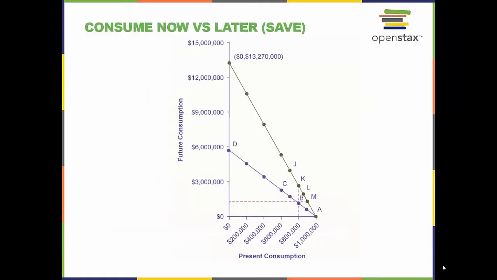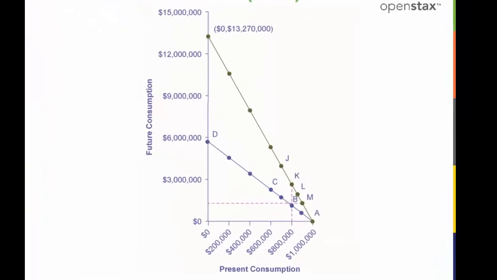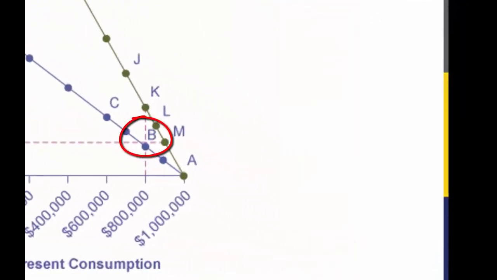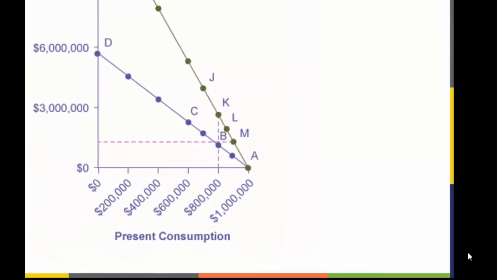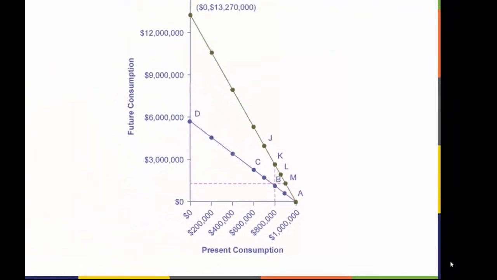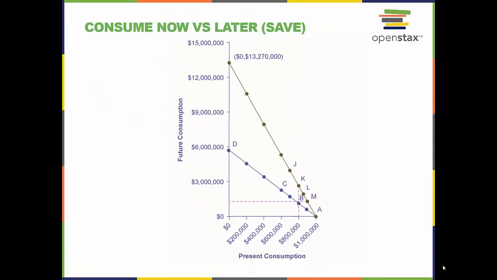The savings versus consumption decision can be analyzed using an intertemporal budget constraint, like the one pictured here. John will make a choice between present and future consumption. With an annual rate of return of 6%, he decides that his utility will be highest at point B, which represents a choice of $800,000 in present consumption and $1,148,000 in future consumption.